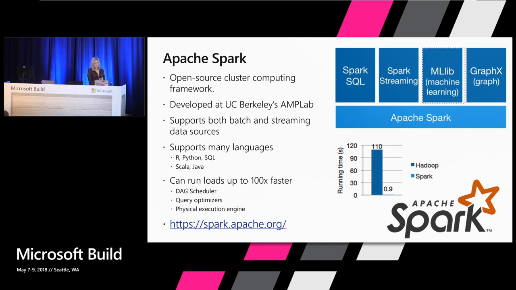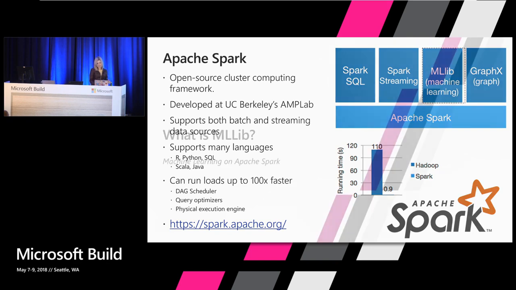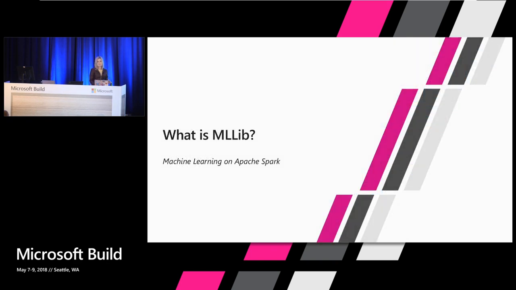And you can see that a lot comes in the box with Spark. So you get Spark Streaming for streaming data. We saw a demo of that the first day with Cosmos DB. You get Spark SQL for querying. You get GraphX, and you also get this thing called MLlib. And MLlib is machine learning on top of Apache Spark, but in a very straightforward manner.